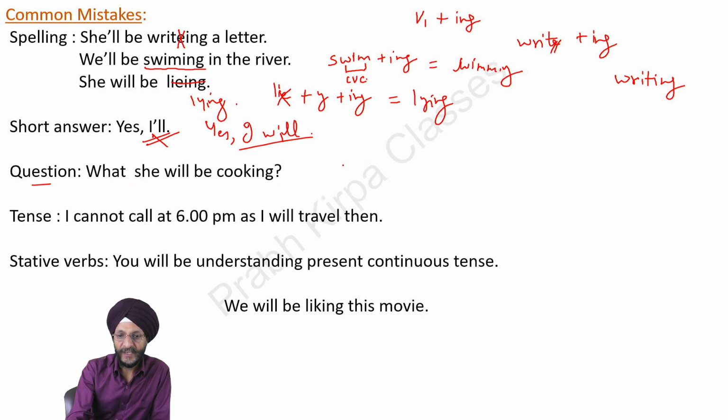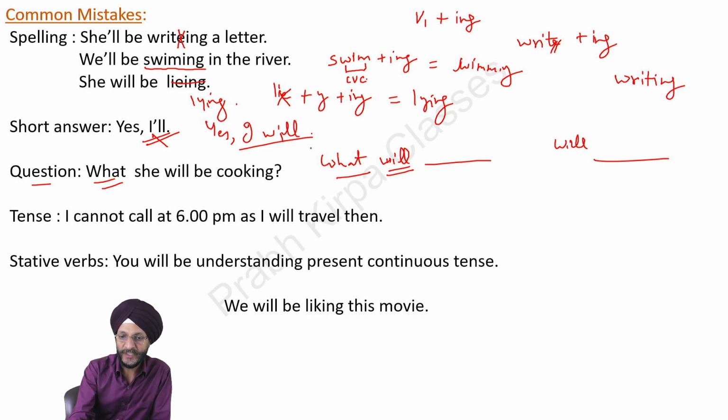You will see here that in the case of WH questions, the WH word is followed by will. What will she be cooking? There may be questions like, will she be cooking? But in the case of WH questions, the WH word is followed by will, then comes the subject. What will she be cooking?